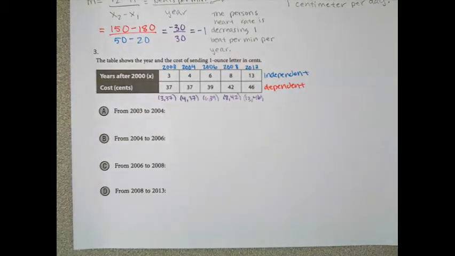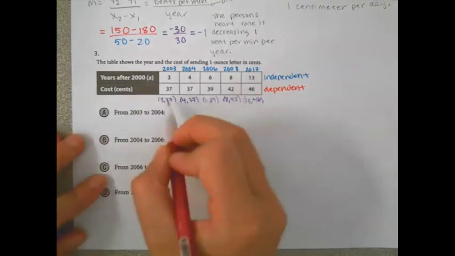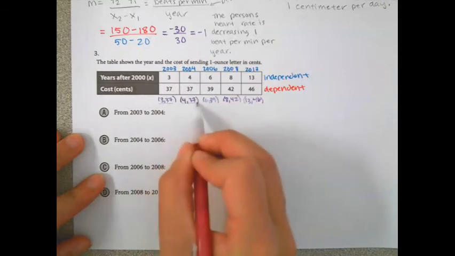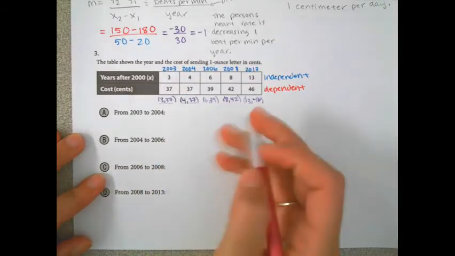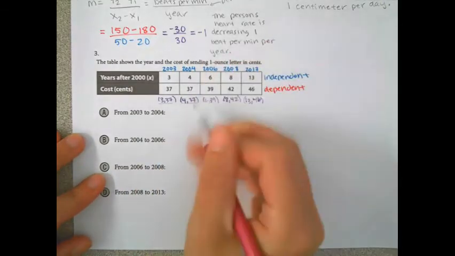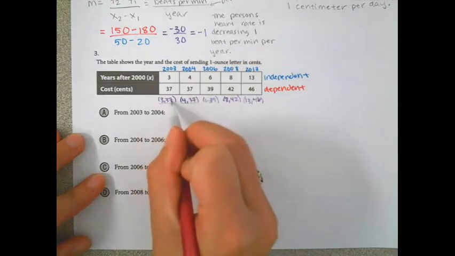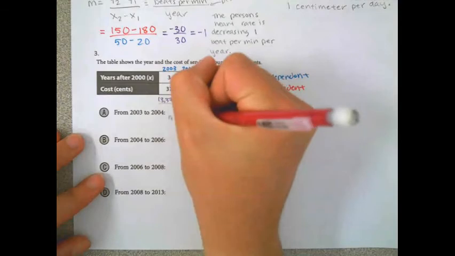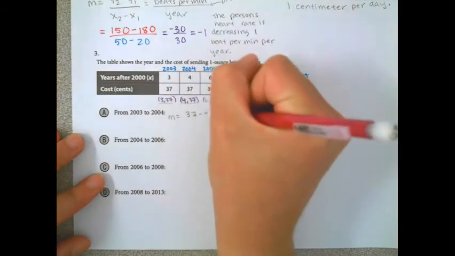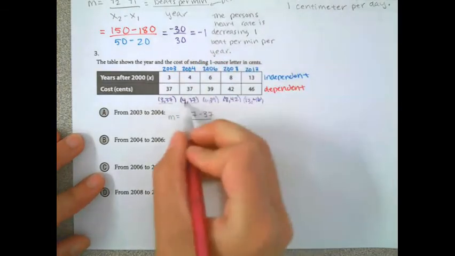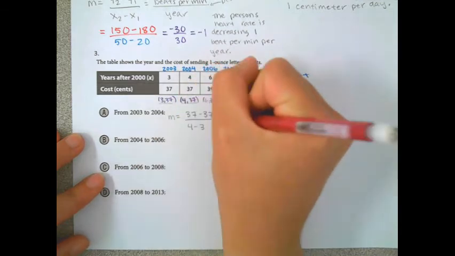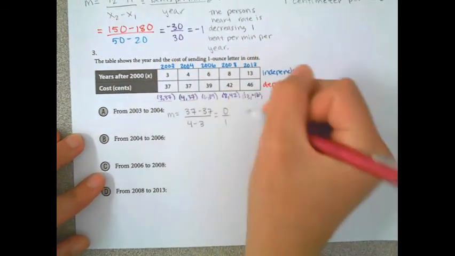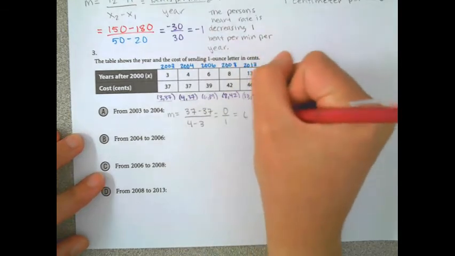For this first example, I'm going to be using 2003, this ordered pair, and 2004, that ordered pair. So I'm going to say this is my x1, y1, and this is x2, y2. My slope is m equals 37 minus 37 over 4 minus 3. 37 minus 37 is 0, over 4 minus 3 is 1. So our slope is really 0.